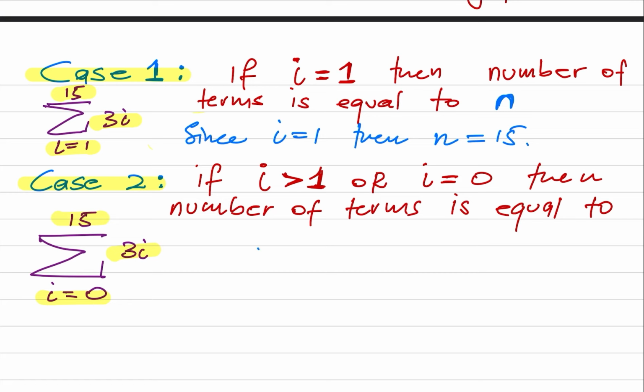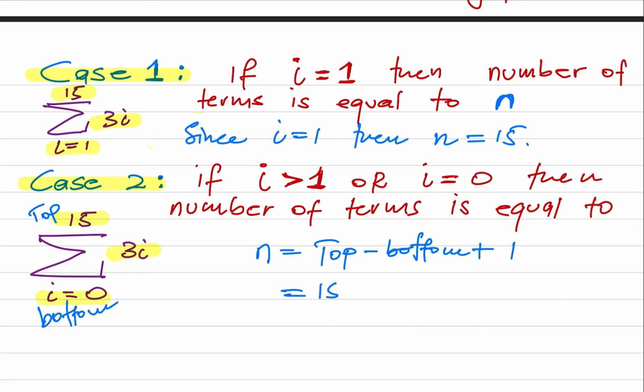Now the number of terms will be equivalent to top minus bottom plus 1. Why is that? Because i is greater than 1 or i is equal to 0. So i is 0, so that means your top is this one, and this is your bottom. So you're going to say top, that means 15, minus what? 0, plus 1. That means we get how many terms? We get 16 terms, since i is equal to 0.